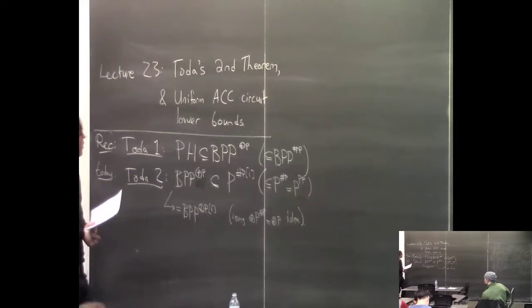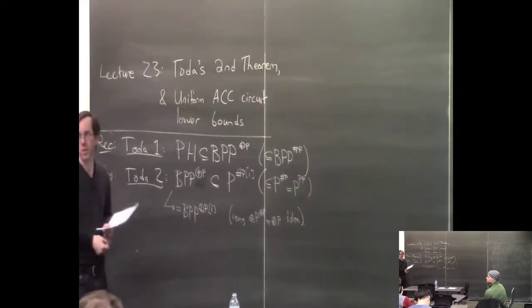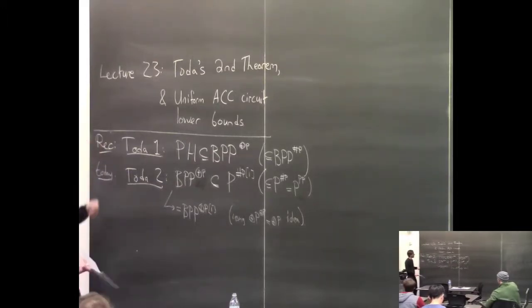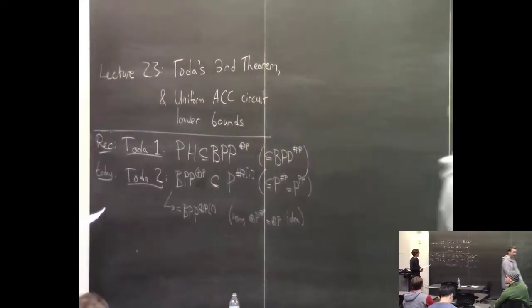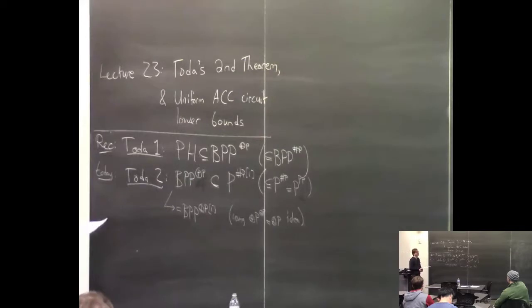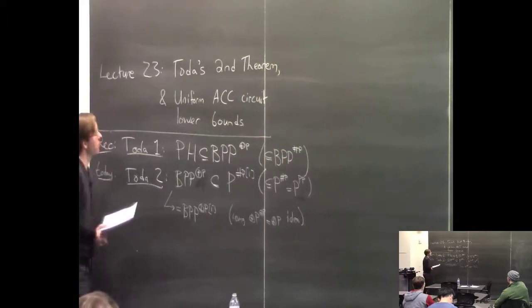Today we're going to prove Toda's second theorem, which we alluded to a couple times, but now we'll finally see the proof because it's related to the content of today's lecture. And then we'll prove the two complexity classes are not equal to each other. So that will be nice.